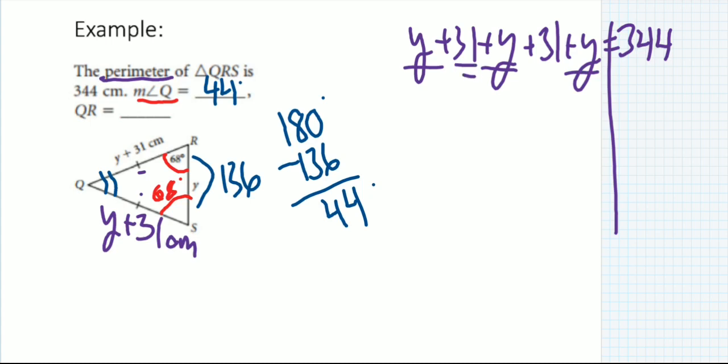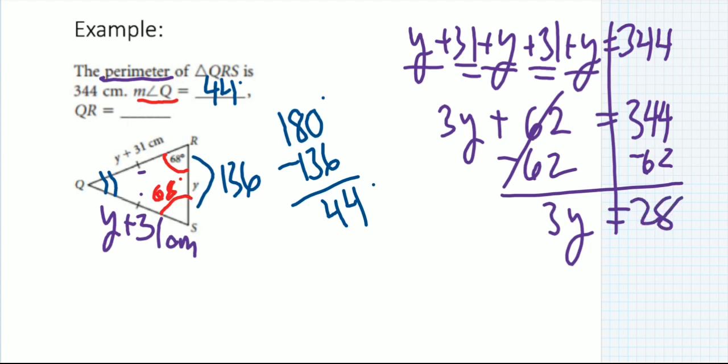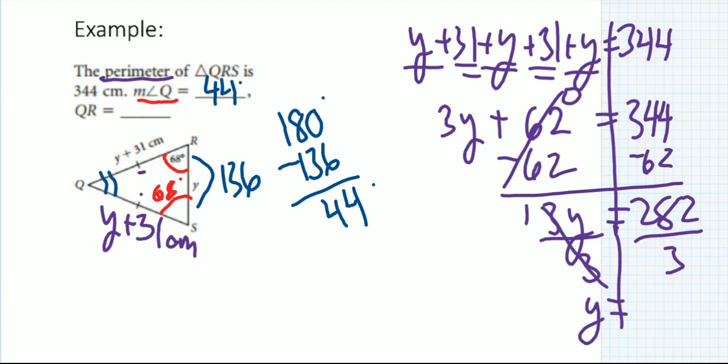So combining like terms, I have 3y plus 62 is equal to 344. I go ahead and now isolate my variable. And so I get 3y is equal to 344 minus 62, which is equal to 282. And then I divide by 3, basically just to cancel this out because that equals 1. So we get y is equal to 282 divided by 3, which is equal to 94.